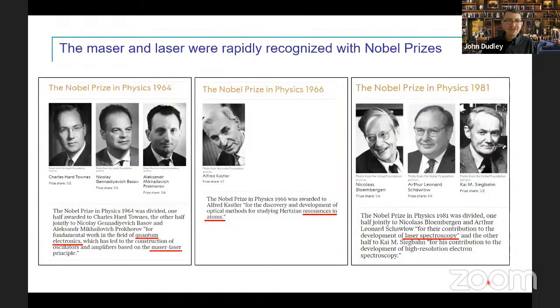Now, the maser and the laser and their applications were rapidly, relatively speaking, recognized with Nobel Prizes. So in 1964, to Townes, Basov, and Prokhorov for the maser laser principle, Kastler for the theory and experiments in optical pumping, and Bloembergen and Schawlow for applications in spectroscopy, nonlinear optics, and so forth.